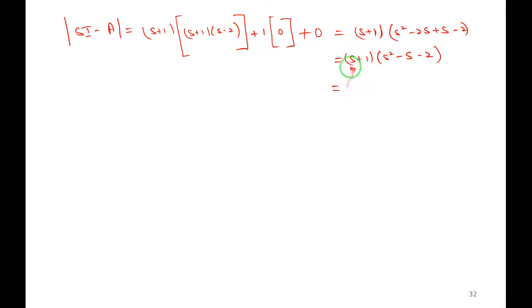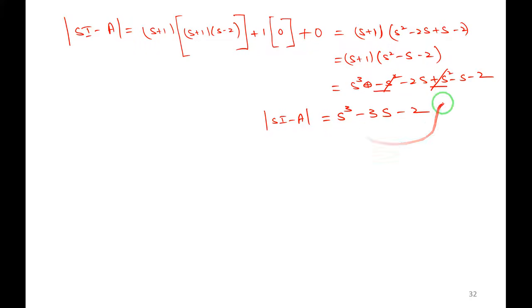So let me multiply s into s, s cube, plus, sorry, not plus, plus into minus, minus s square minus 2s. Next, plus 1, multiply this, s square minus s minus 2. So s cube minus s square plus s square, they will get cancelled. So minus 2s minus s, minus 3s minus 2. So this is the determinant of the matrix sI minus A.